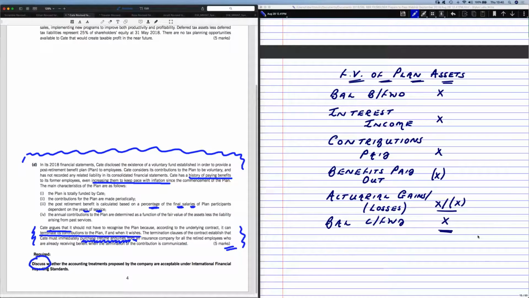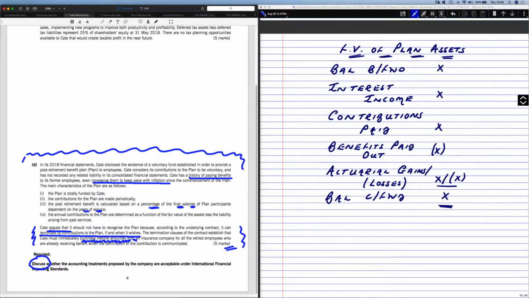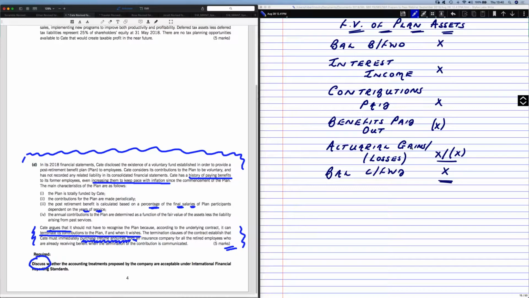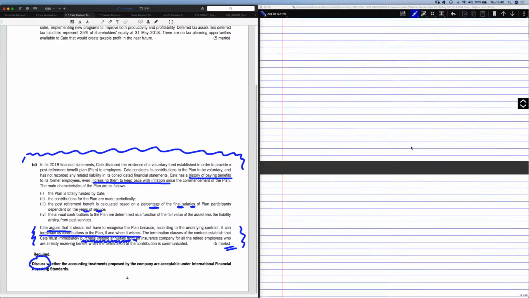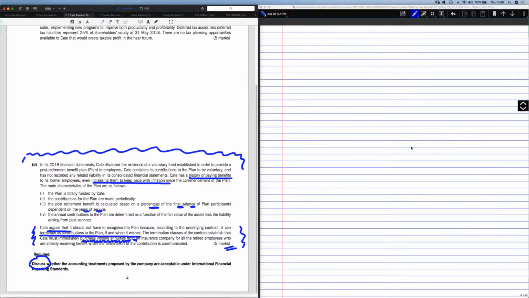Now, what I'd like to do, please, is to start moving away from this issue and start to think about the issue of consolidation, the issue of group accounting, however you want to call it.